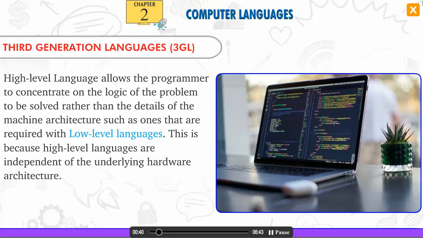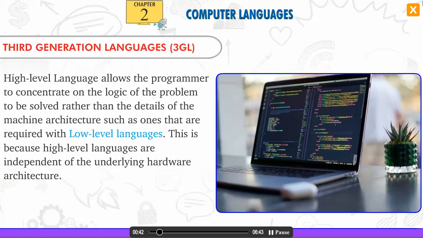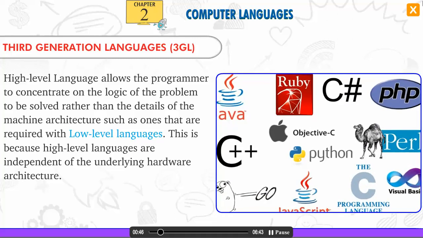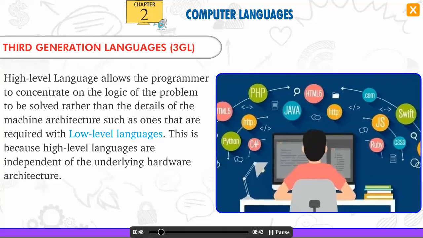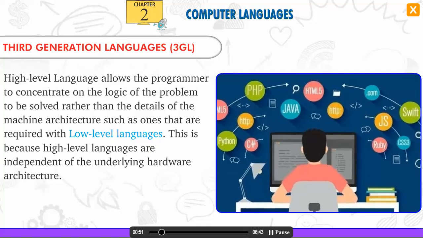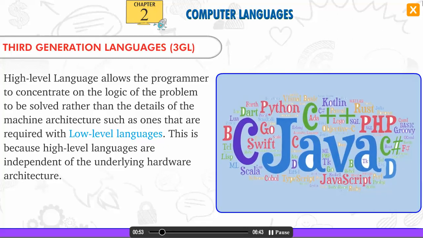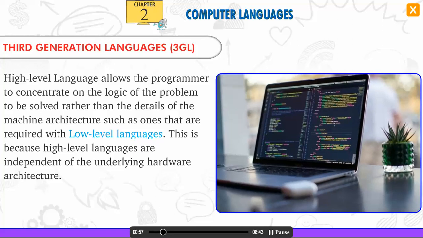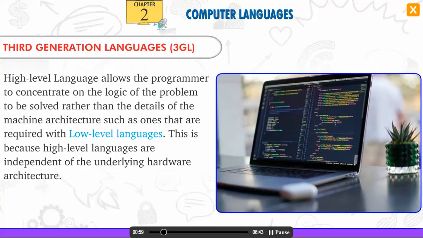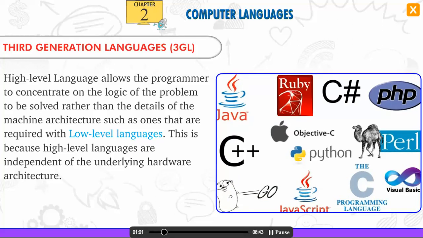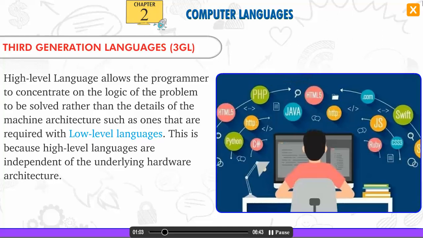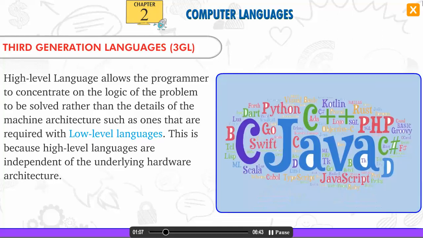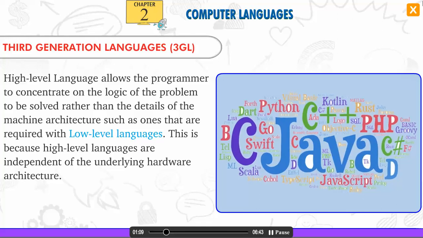High-level language allows the programmer to concentrate on the logic of the problem to be solved rather than the details of the machine architecture, such as ones that are required with low-level languages. This is because high-level languages are independent of the underlying hardware architecture.